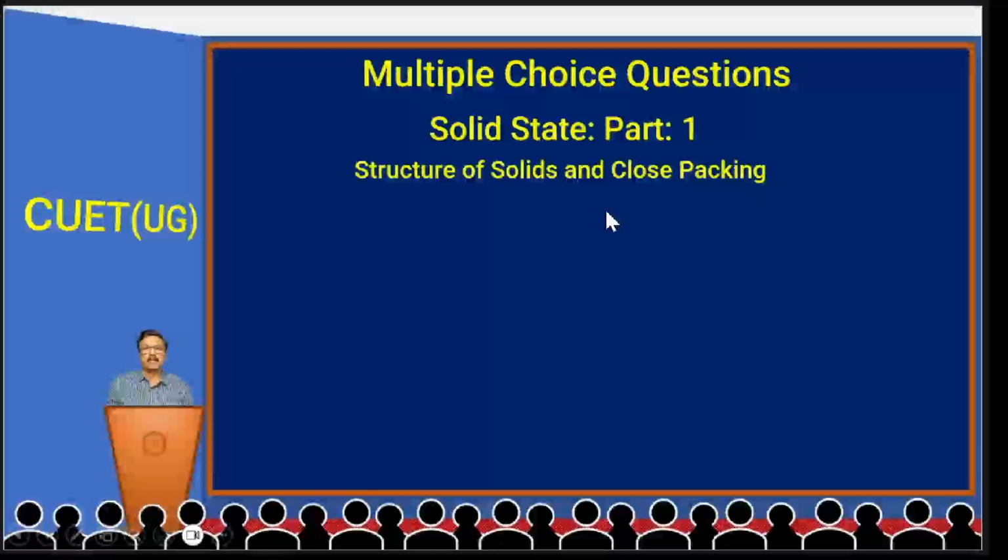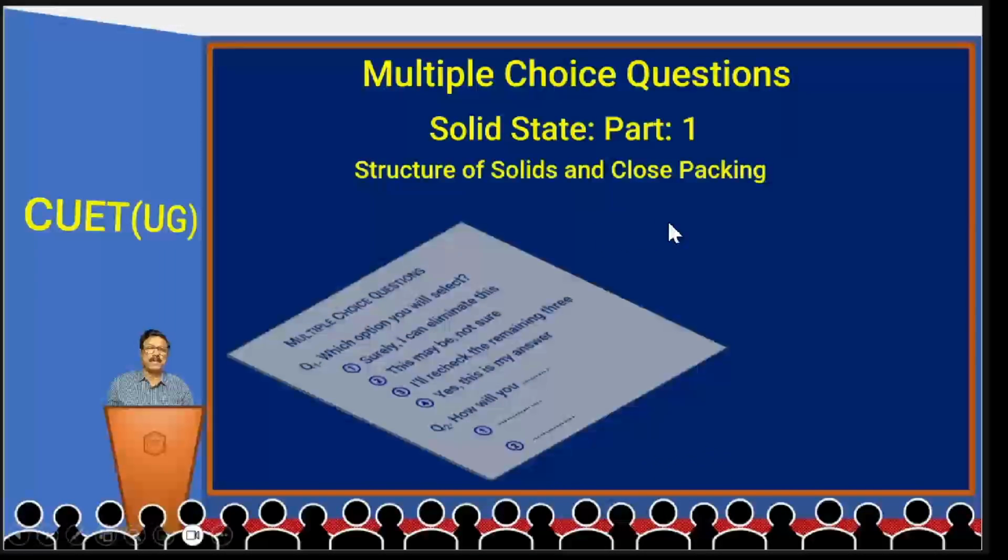Let us work out some multiple choice questions related to what we have studied so far.